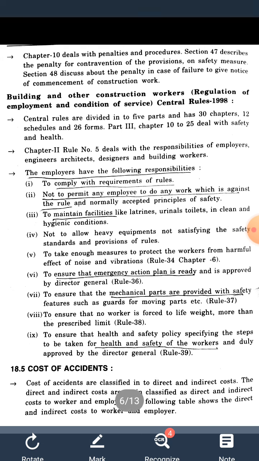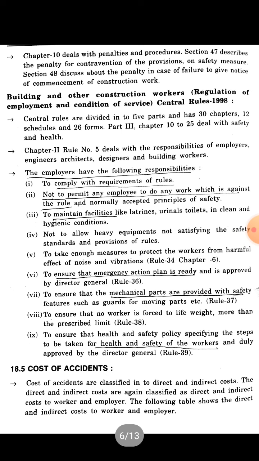Cost of accident is classified into direct and indirect costs.